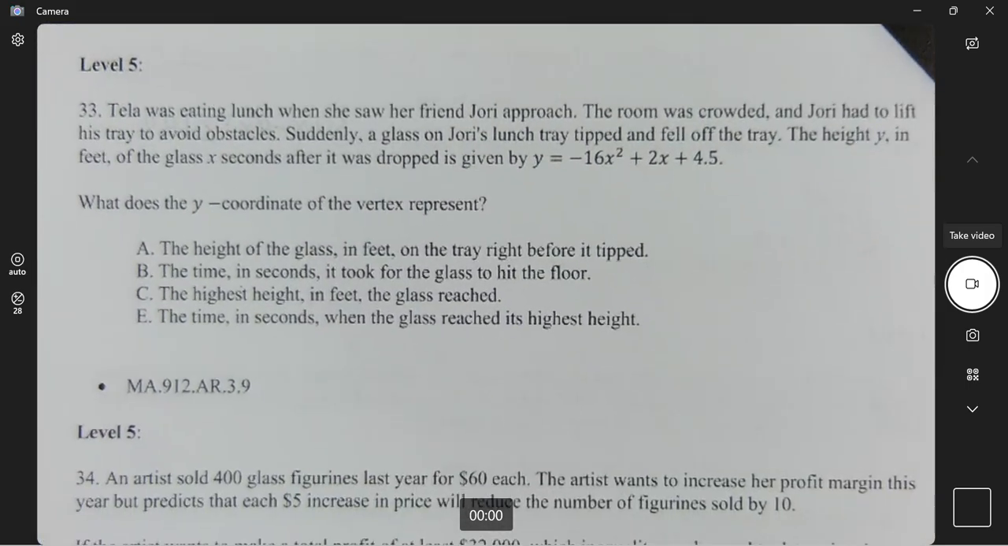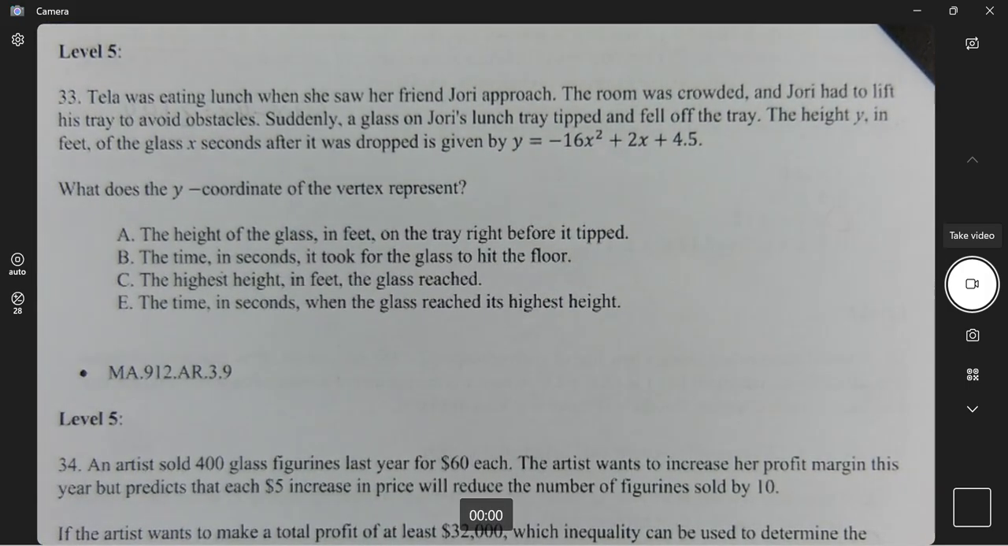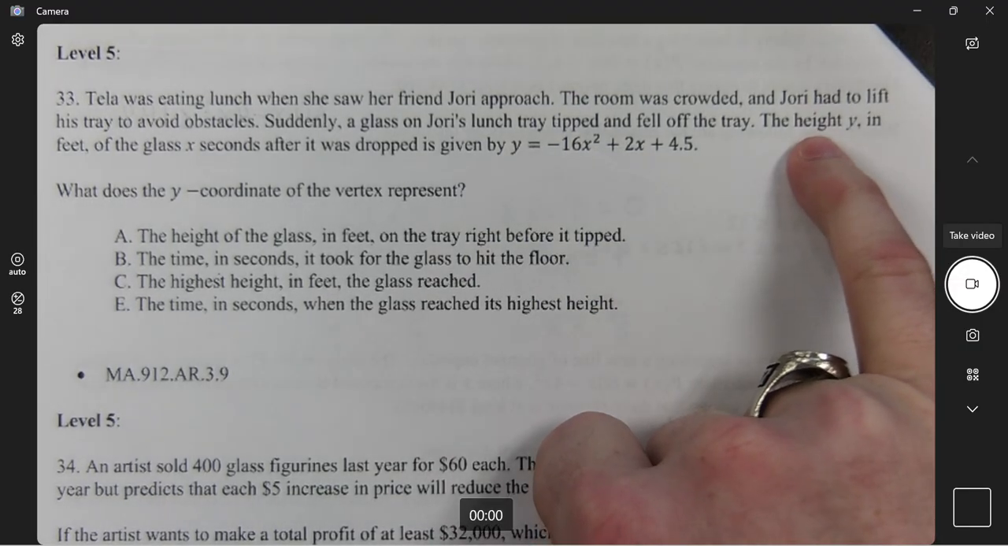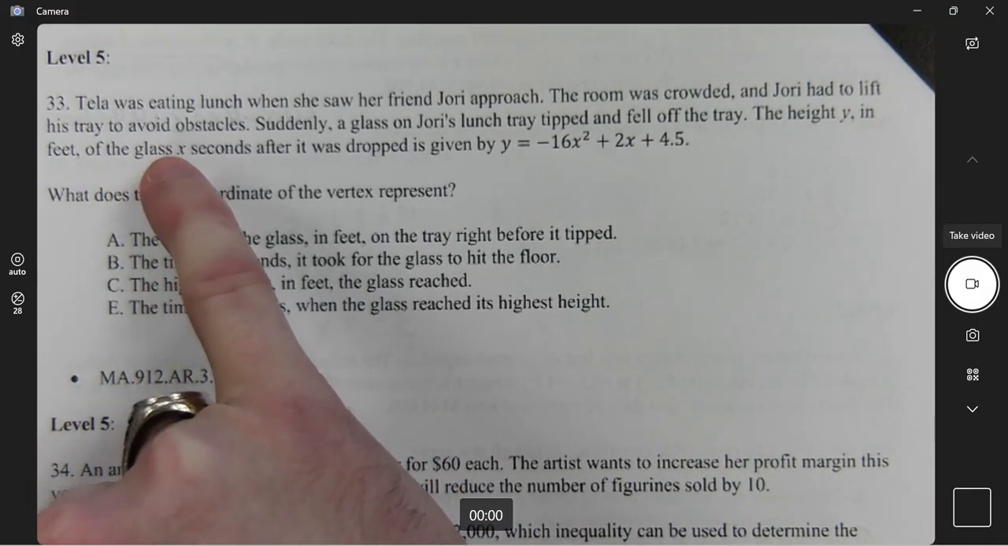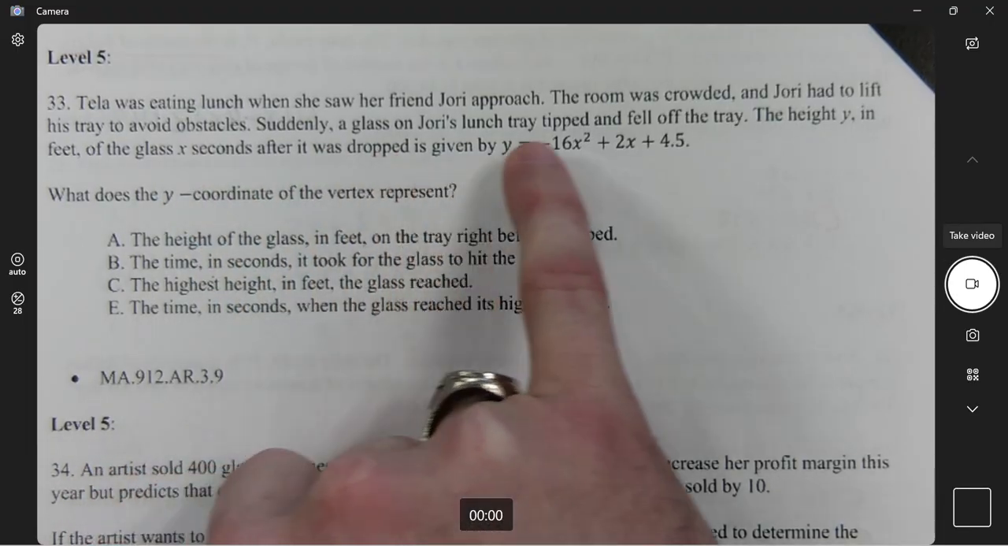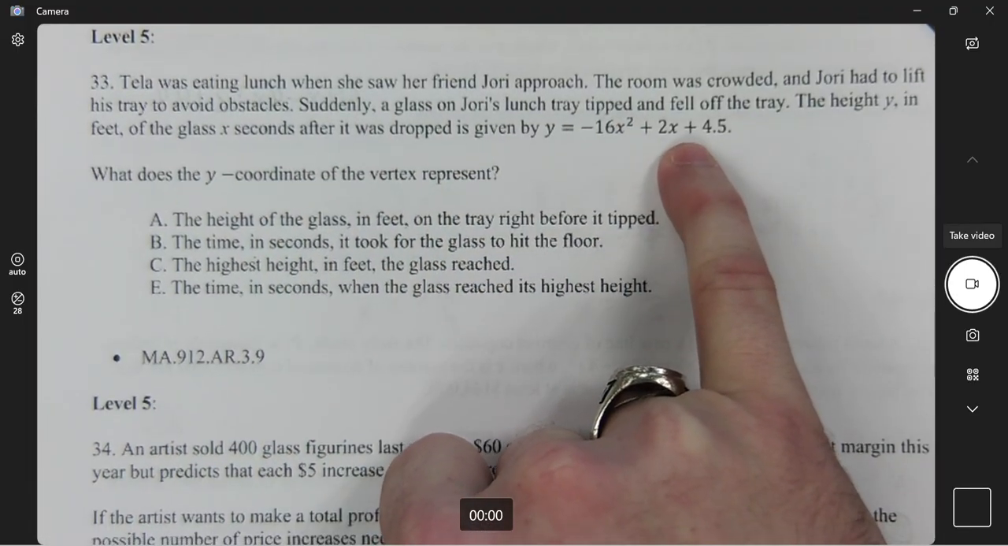Level 5 question, word problem. Tila was eating lunch when she saw her friend Jory approach. The room was crowded, and Jory had to lift his tray to avoid obstacles. Suddenly, a glass on Jory's lunch tray tipped and fell off the tray. The height, y, in feet of the glass, x seconds after it was dropped, is given by this model.